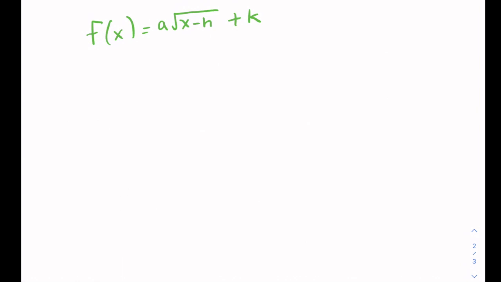Right here is the general form of the square root function. So let's talk about what each of these variables mean. A represents your vertical stretch, and it's going to affect how steep your function becomes.